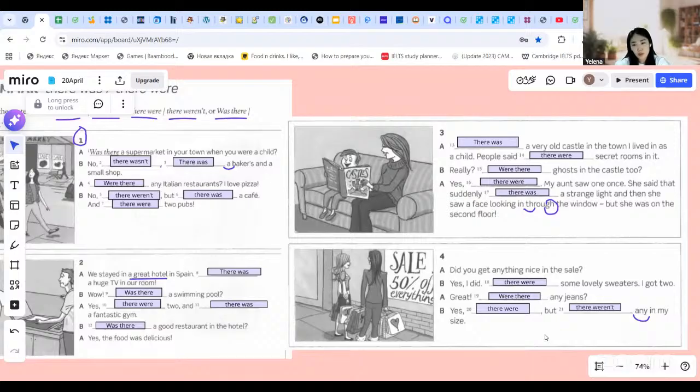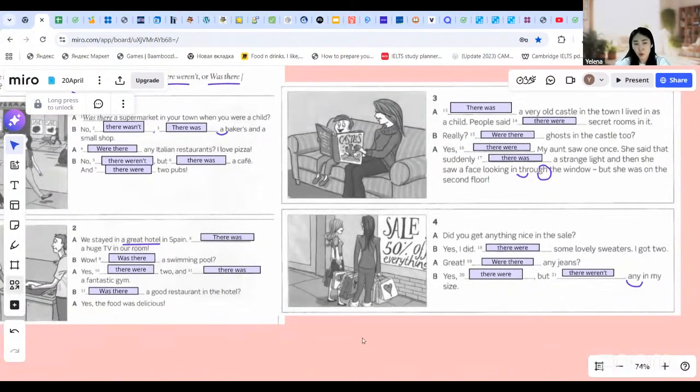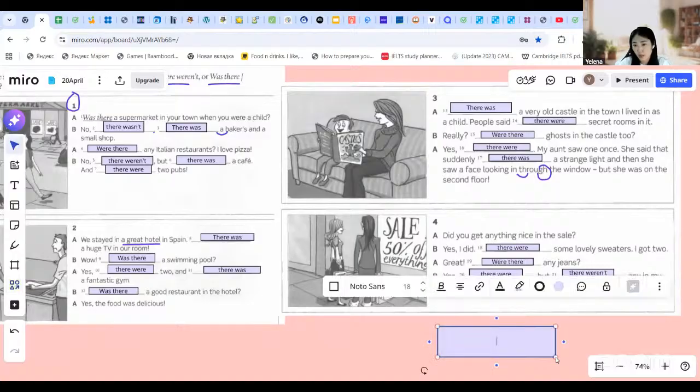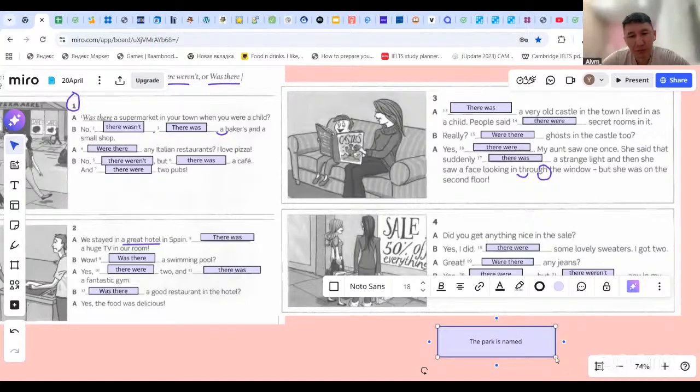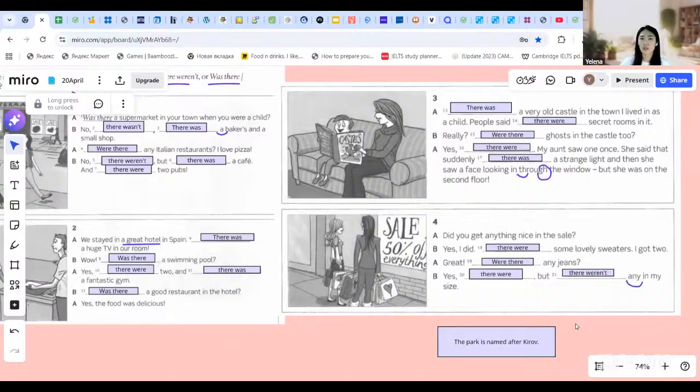In English, we usually say the park is called or named after. The park is named after Kirov, right? Yes, good. The park is a very big park near the river.